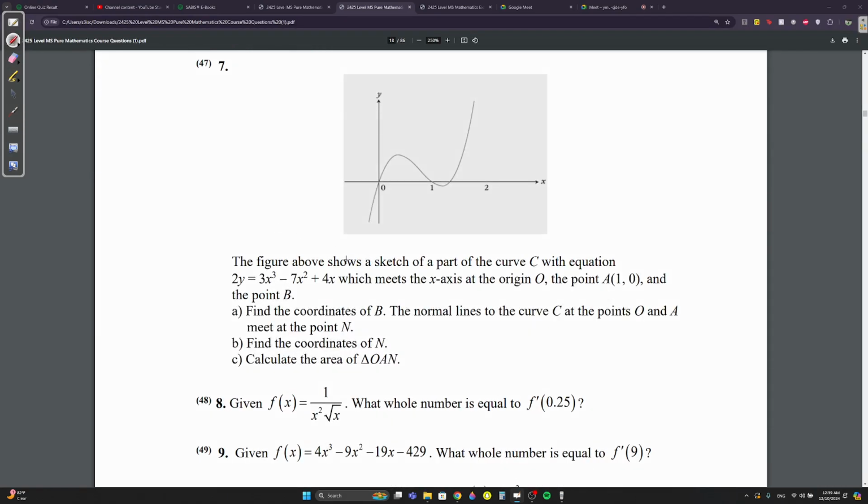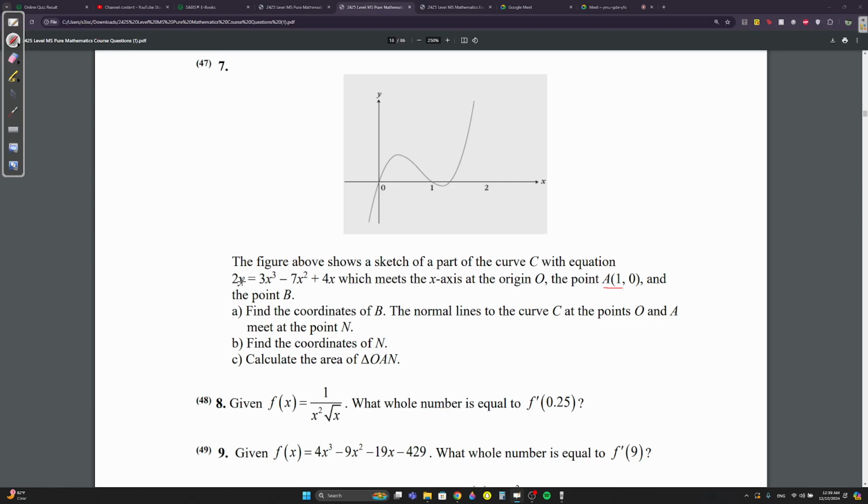So here they're saying the figure above shows a sketch of a part of the curve C with the equation. So they gave the equation of the curve is this, which meets the x-axis. So here at the origin O and the point A. So it meets at 2 points, A, 1 comma 0, and this point O here. Find the coordinates of B. So basically we need to find the other root.